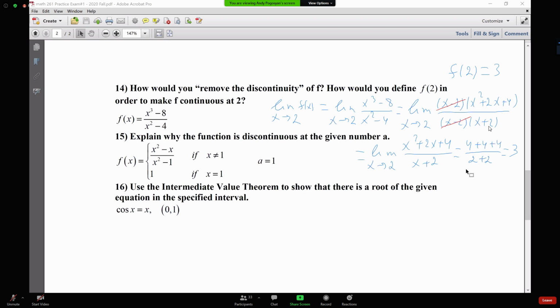So when x approaches 2, the limit is 3. It exists. The function value at 2 also should be 3. Then they are equal to each other. We have continuity at 2. That's number 14. Any question on this one?